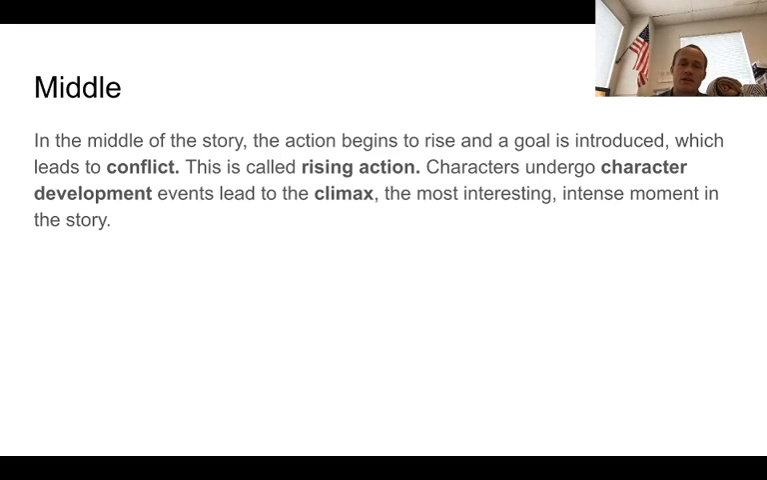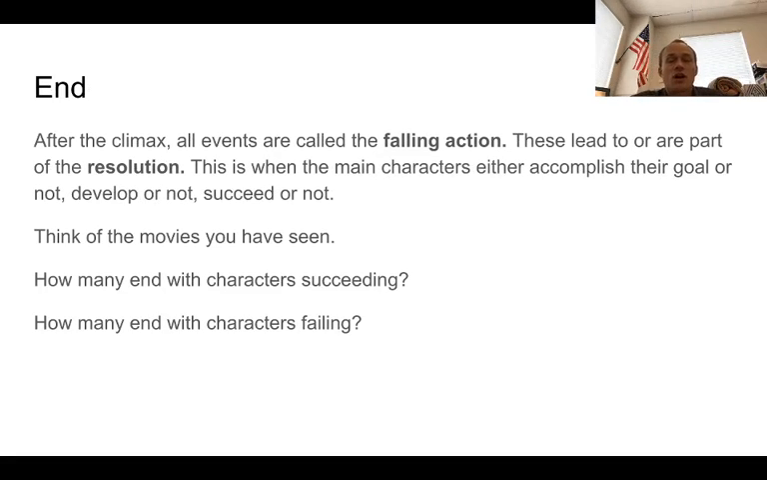Anyway, little events that lead to the conflict are called the rising action, as you know, in which the characters undergo character development. And all of this leads to the climax, or the most intense, most interesting moment in the story. After the climax, you have the falling action, or all of the events that lead to or play a part in the resolution. Essentially, it's what leads to the characters either accomplishing their goal or failing miserably, or failing partially, or kind of accomplishing their goal. Did they succeed or not?